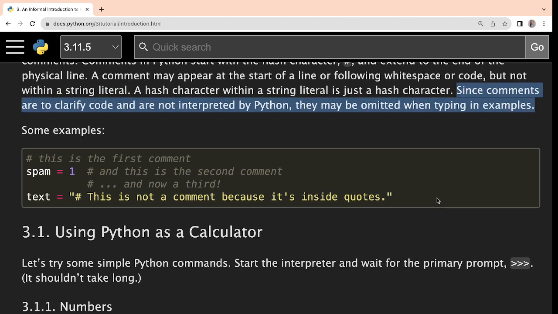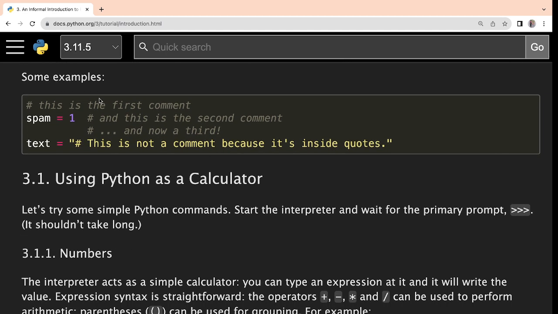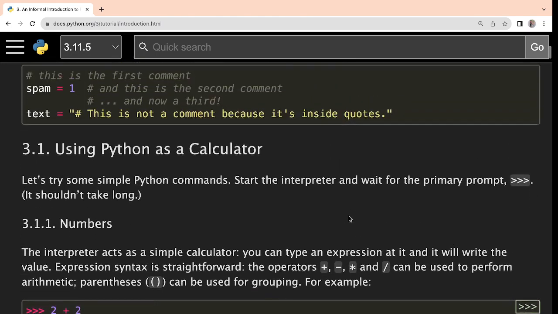So if you're just typing examples, doing some kind of rough practice, in that case you can omit comments. But if you're developing some software and writing big programs, then it is a very good practice to add comments to your program. Here only examples are given of how comments are written. So you can see this.